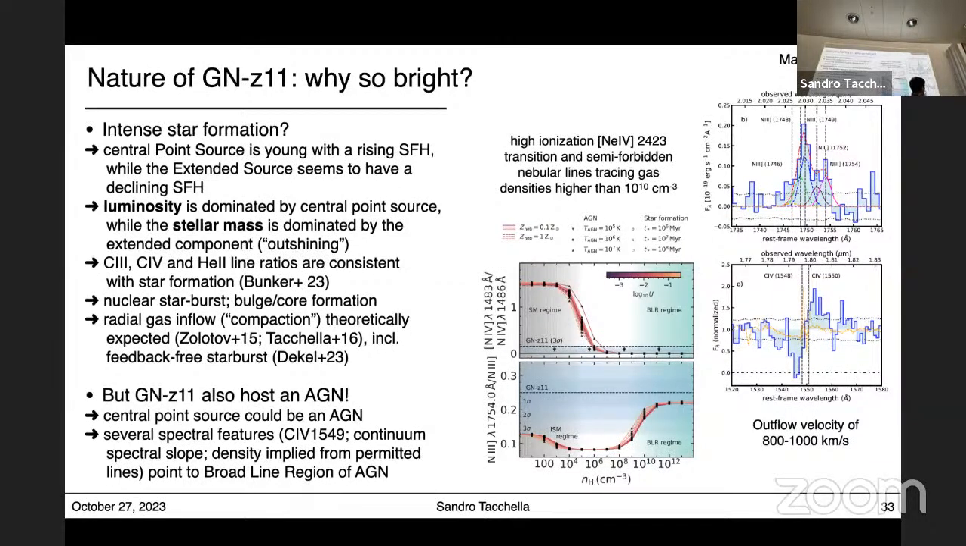For example, when you look at C4, you can see a P Cygni feature, which implies outflow velocities of about 800 to 1,000 kilometers per second. And also the semi-forbidden lines, here you can see that they're all pointing towards very high density environments. All of this together makes us more and more convinced that what we're looking at in the center is actually an HEN. Actually, we're looking at the broad line region of an HEN.